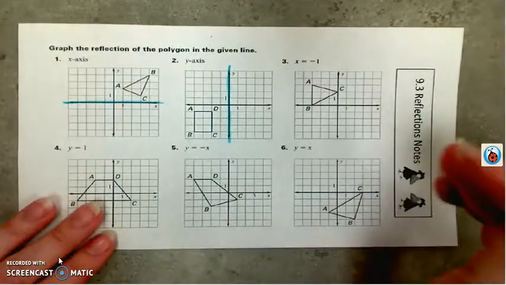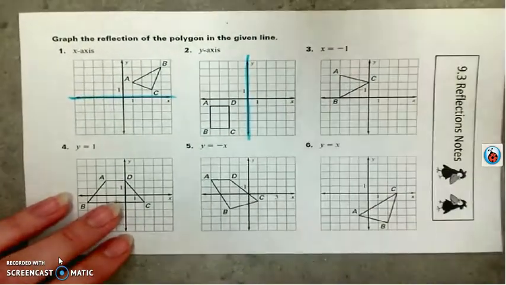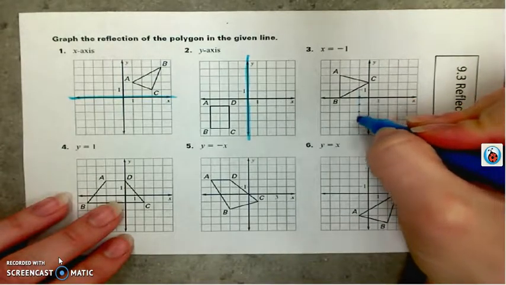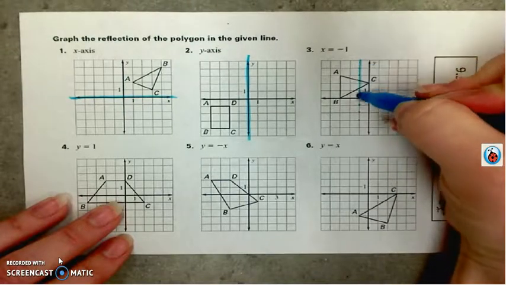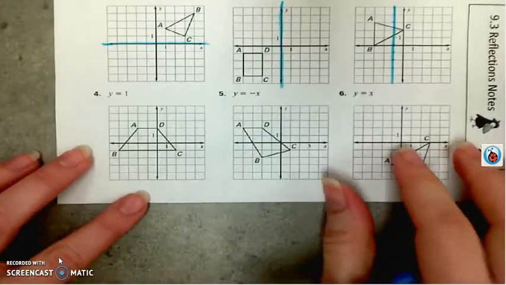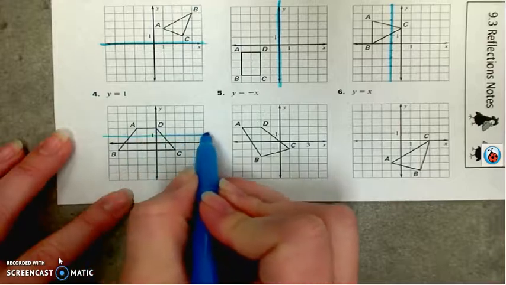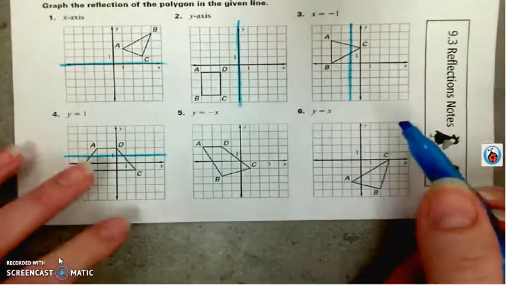Number 3 is the line x equals -1. So if you just think of all the points on the graph that have an x value of -1, that would be all of these points back here. This is the line x equals -1. Number 4, y equals 1, would be all the points that are up at y equals 1. It winds up being a horizontal line.